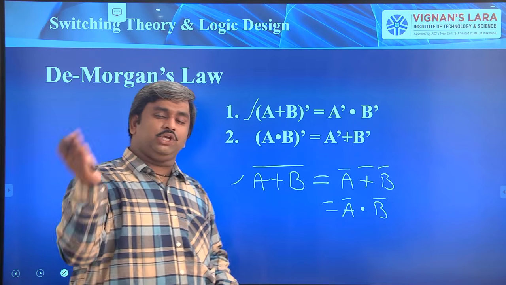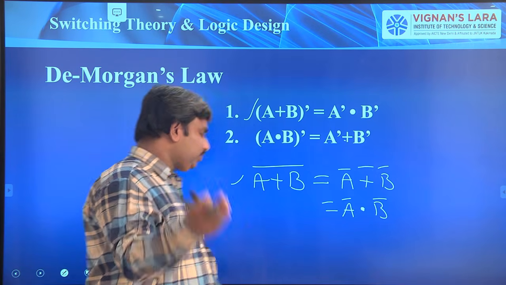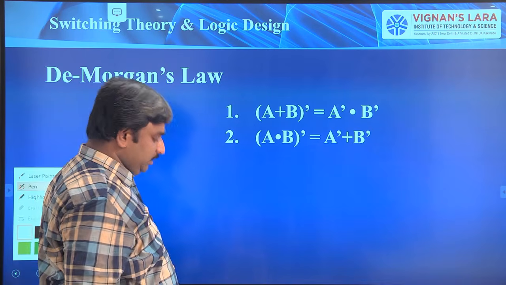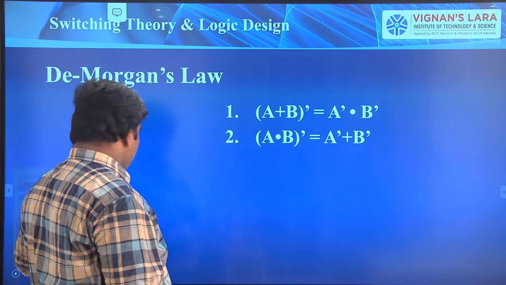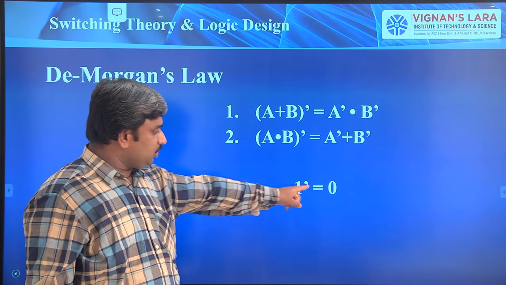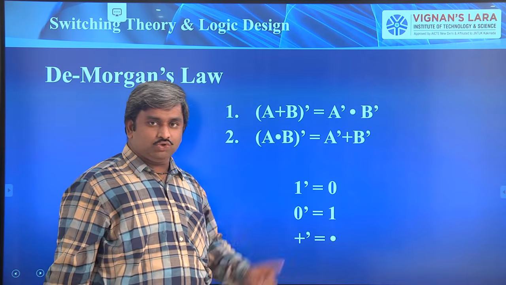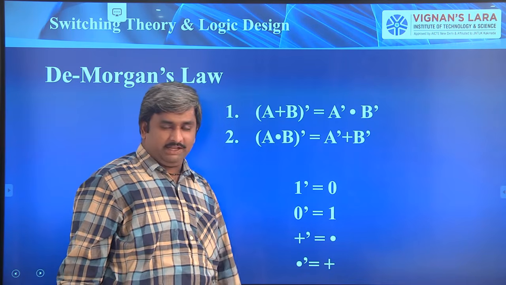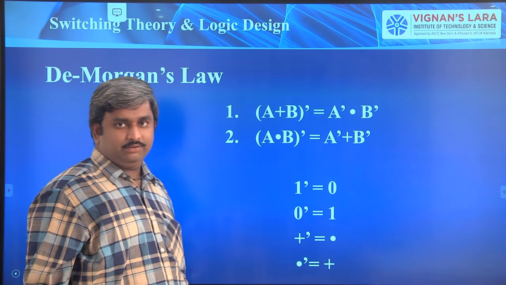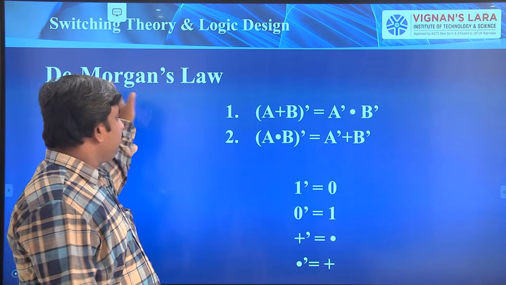So the complement of the AND gate is the OR gate, and the complement of the OR gate is the AND gate. 0 changes to 1, 1 changes to 0, plus changes to dot, and dot changes to plus. That is, AND changes to OR and OR changes to AND. So these are the rules for De Morgan's law.